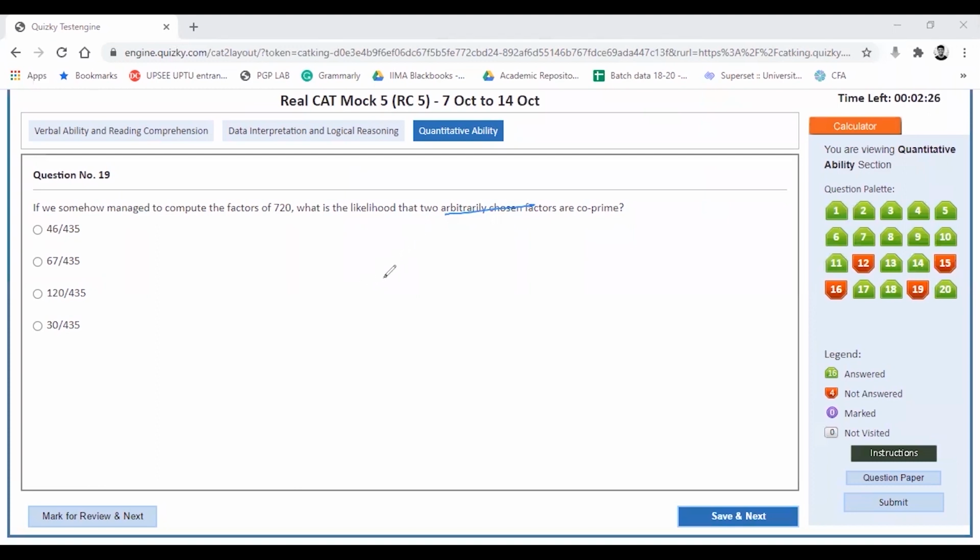Now let me try to first factorize 720. 720 can be given as 8 times 90. This again is 45 times 2, so this can be 2 to the power 4. 45 can be given as 9 times 5, that is 3 squared into 5. So the total factors are simply 5 into 3 into 2, that is 30.